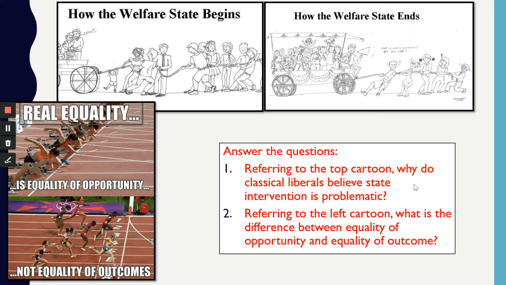And then the cartoon on the left, we can see the difference between equality of opportunity. You can see at the top, they've all got the same starting point in the race. And then equality of outcome, well, they'll end the race at different points. And liberals, they don't mind this. Modern liberals essentially just want the first picture to be how our society is. We've all got the same chance to run the race of life. It doesn't matter if someone ends up more successful than another, as long as they all have the same chance to succeed.